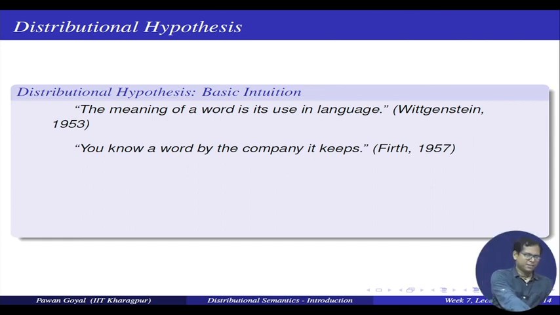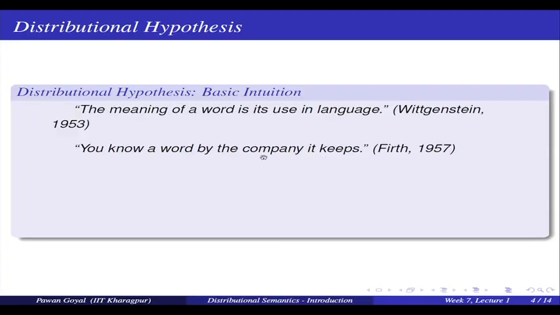So this field of distributional semantics is mainly built upon the distributional hypothesis that has been prevalent for many years. What is the distributional hypothesis? Let us see some famous quotes about this. As early as 1953, Wittgenstein said that the meaning of a word is its usage in language. That is, you can know the meaning of a word if you see how it is being used in the language.